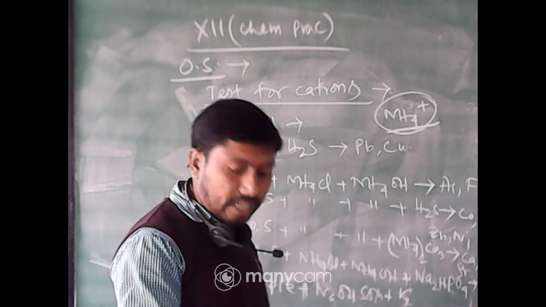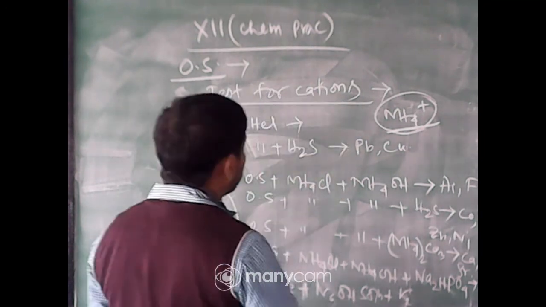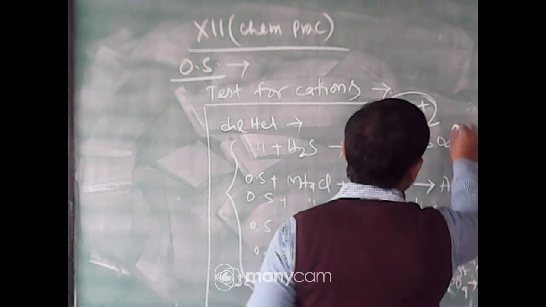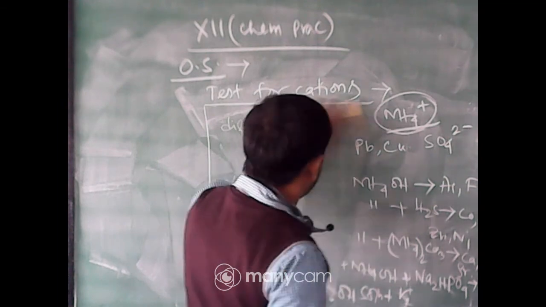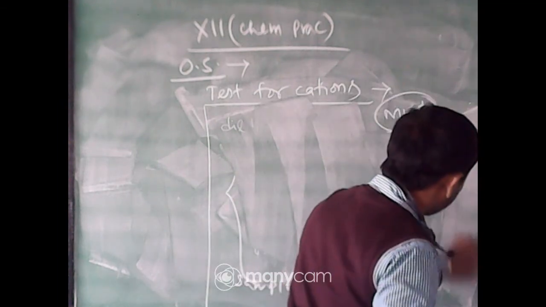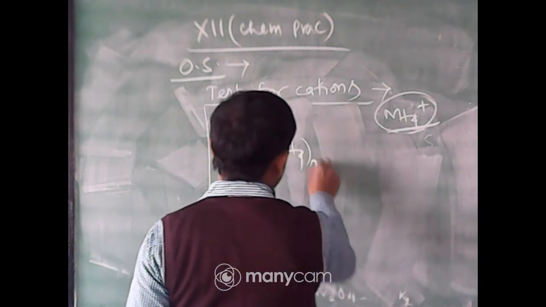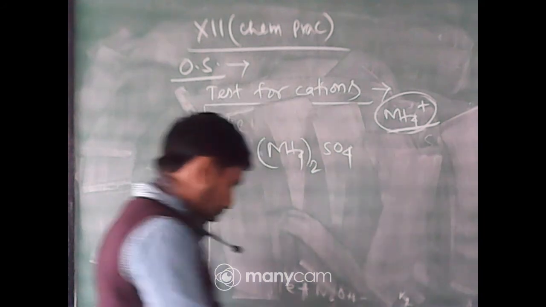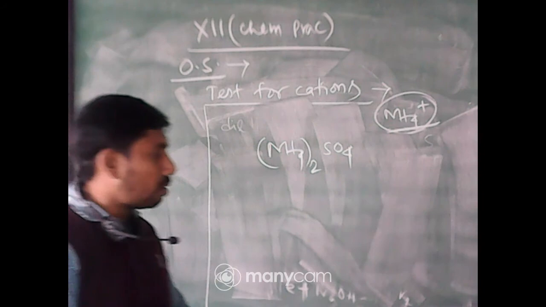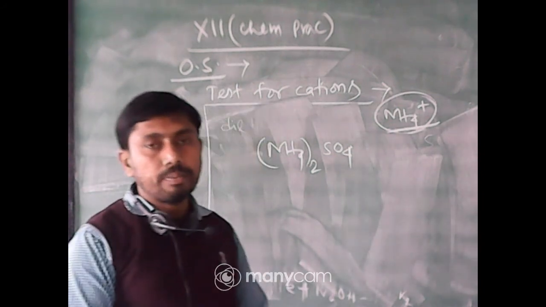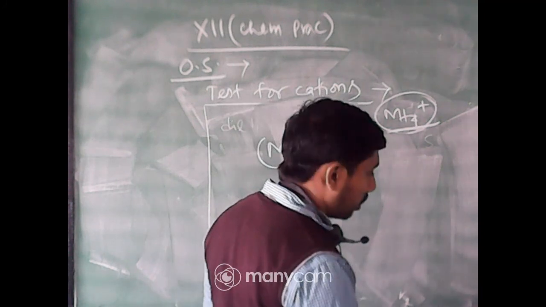So, as the cation we get ammonium, and the anion detected earlier is sulfate. So, the probable composition is ammonium sulfate. Okay. So, today another unknown sample, a very simple sample, was detected, that is ammonium sulfate. Understood everyone?